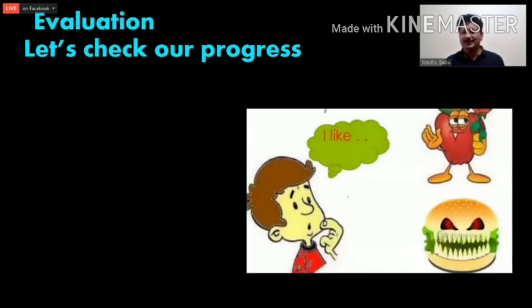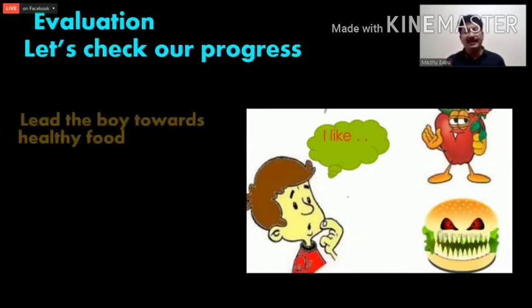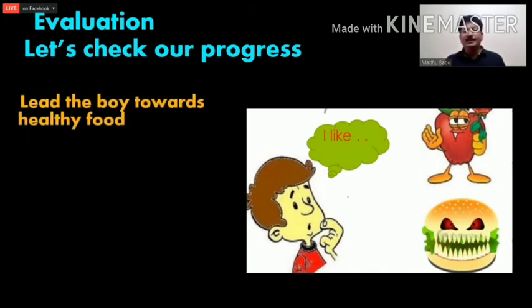So the next one is we will talk about the evaluation process. So let's check our progress and we will see what are the various tools we can use. So this is what I found in our third class, good food habits, right? So now we can say, lead the boy towards healthy food. So what do you find there? The boy is saying, I like. You can find apple there, and you can like pizza or cream bun.